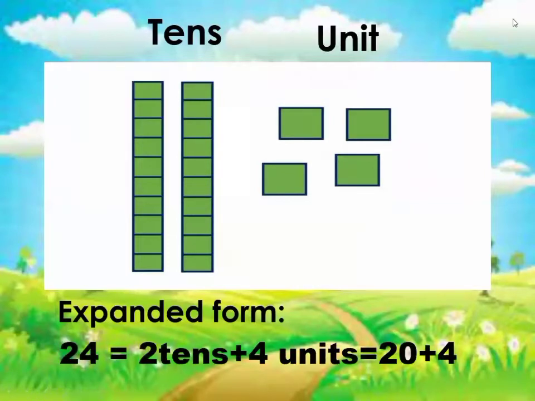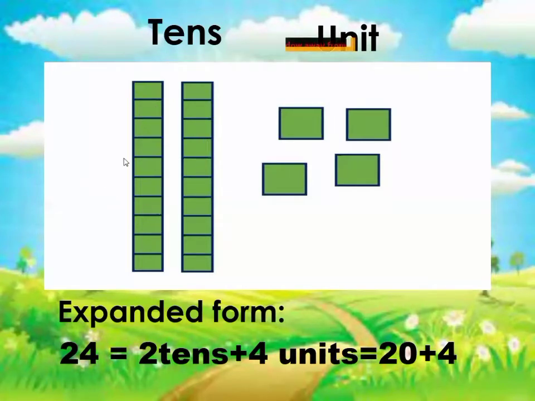So tell me how many unit blocks are there, and how many tens blocks are there? 1, 2, 3, 4. There are only 4 unit blocks. So 4 units means 4. So we write here 4 units. And how many blocks of tens are there? There are 2 blocks of tens. This rod shows a block of 10 because one rod is made with 10 blocks.